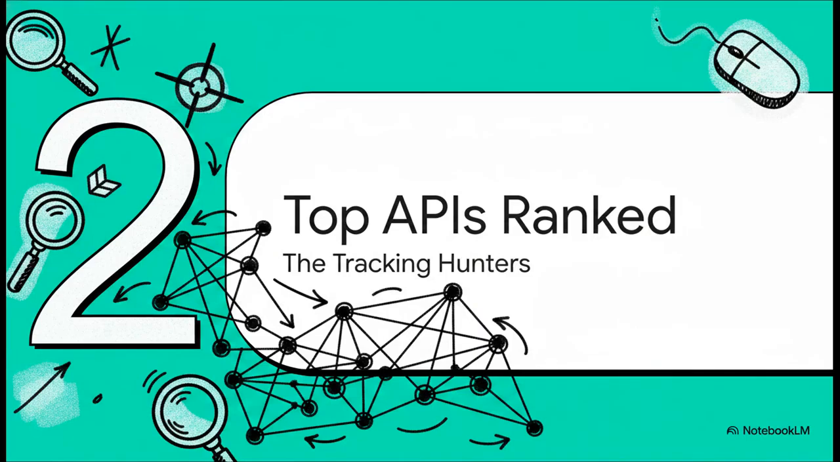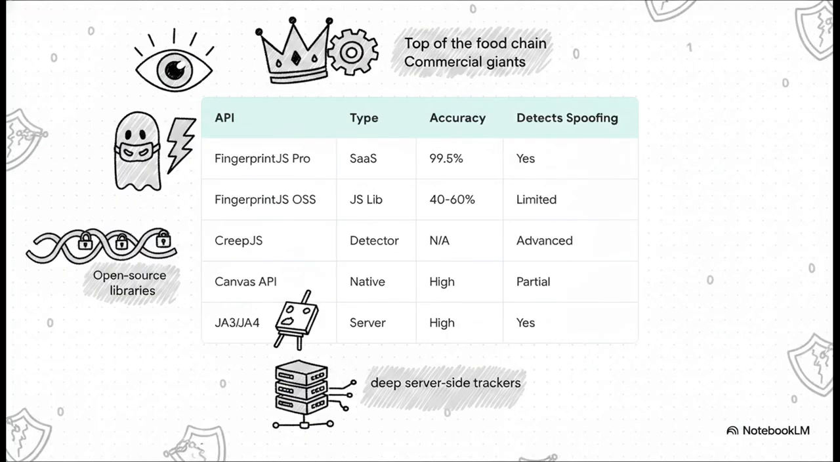Moving on to part 2, top fingerprinting APIs ranked. Let's look at the actual weapons the hunters are using out there in the wild. When we compare the top tools, there's a very clear hierarchy. Right at the top, the apex predators, you've got commercial giants like FingerprintJS Pro, which has insane accuracy and catches spoofing attempts. Then you step down to open source libraries hitting maybe 40 to 60% accuracy. Below that, native browser APIs like Canvas, and finally, those deep server-side trackers like JA3 and JA4.